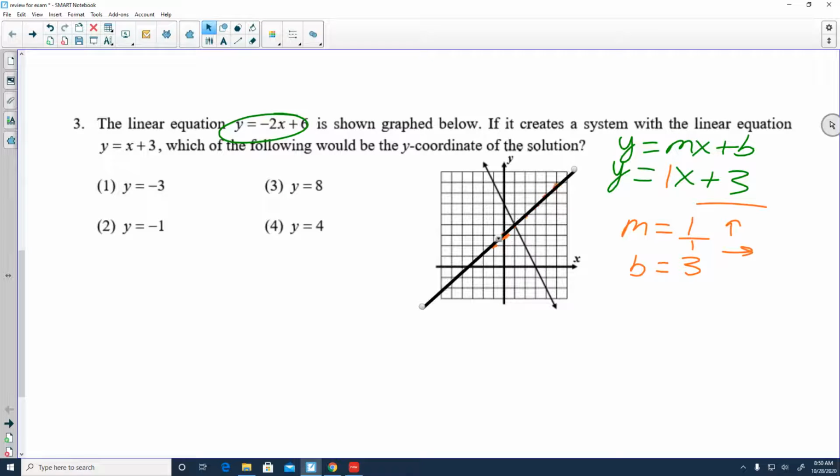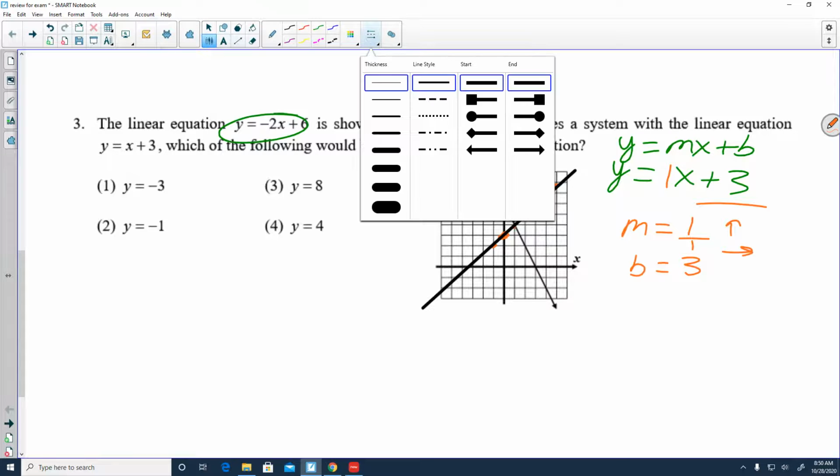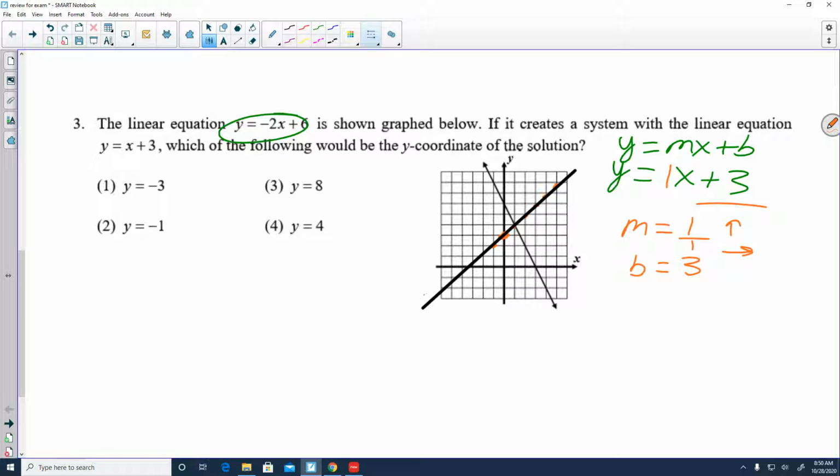When you connect your points to find the solution of our system, it's where our graphs intercept. We saw that on the Desmos example. So our graphs intercept right here. So the coordinates are 1, 4. So it's asking us for the y coordinate. So if the interception point is 1, 4, our y is 4.